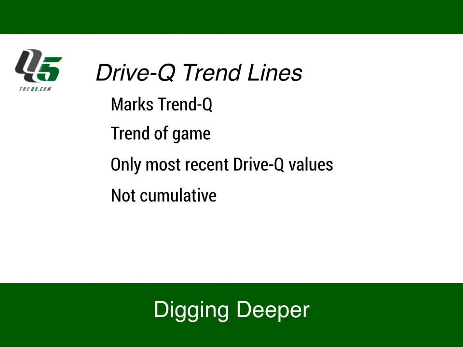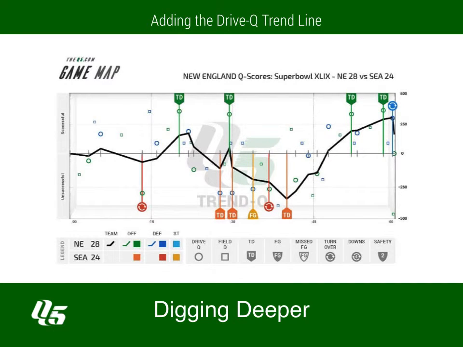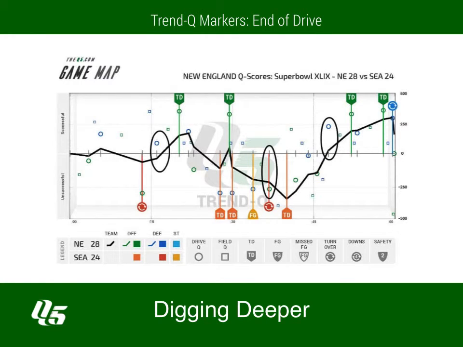This is the trend queue. We take a weighted average of only the past few drives to show what is going on right now in the game. The team trend queue uses the most recent drives on both offense and defense. You begin to see how the drive queue values affect the direction of the trend queue line.